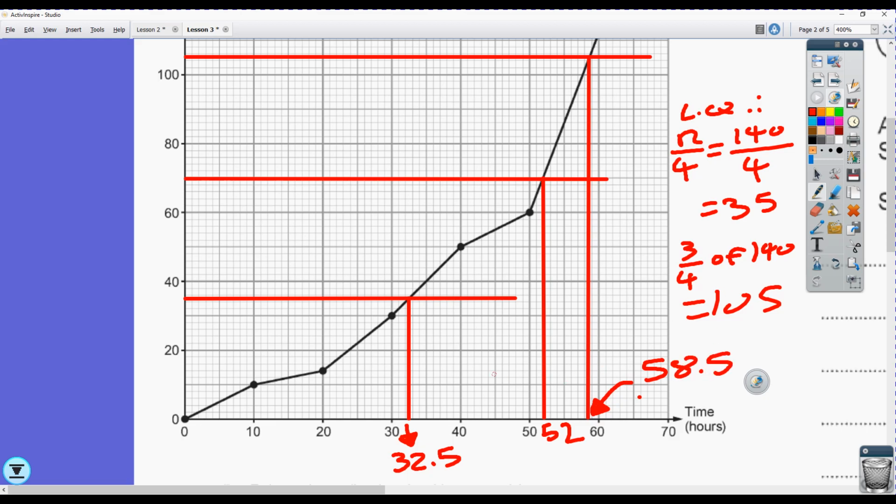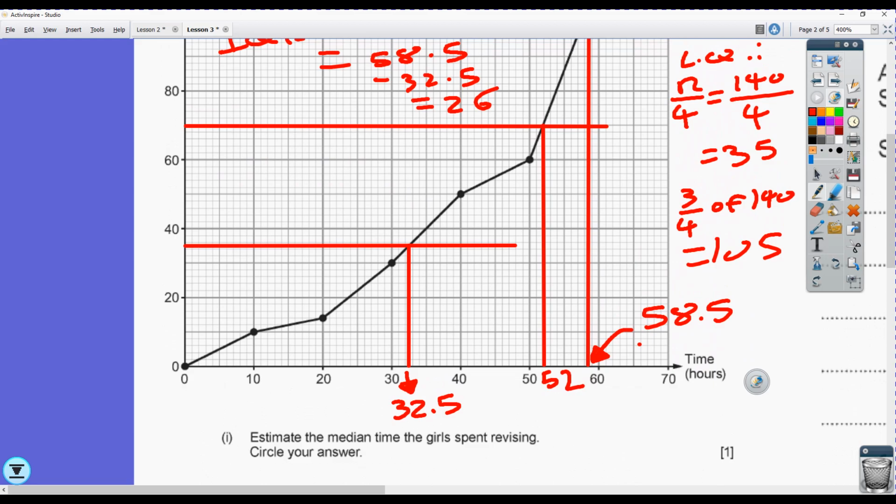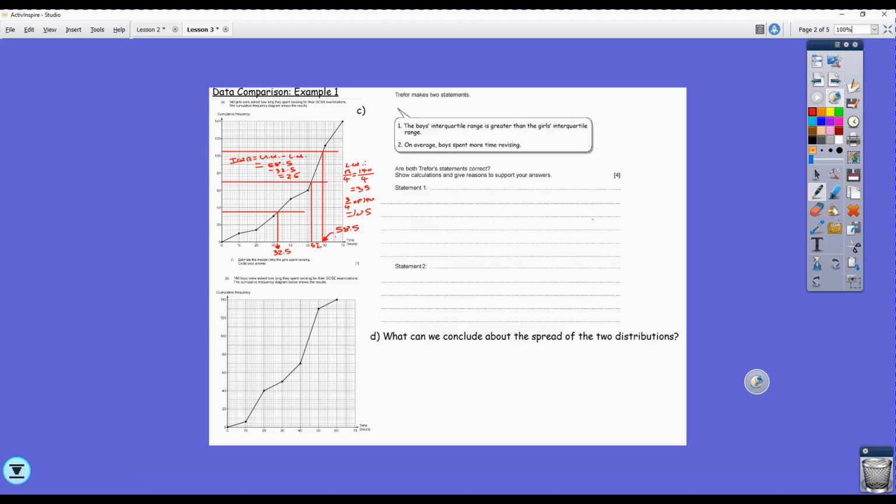Okay, so we want to work out the IQR. The interquartile range is going to be the upper quartile minus the lower quartile, which is 58.5 minus 32.5. So the 0.5s cancel, we just get 26. So the IQR, interquartile range, is 26 for the girls, so 26 hours is the interquartile range. Now, it's useful to work out the interquartile range when there are two distributions, because depending on which one is larger or smaller, you can make conclusions about the spread of the data.